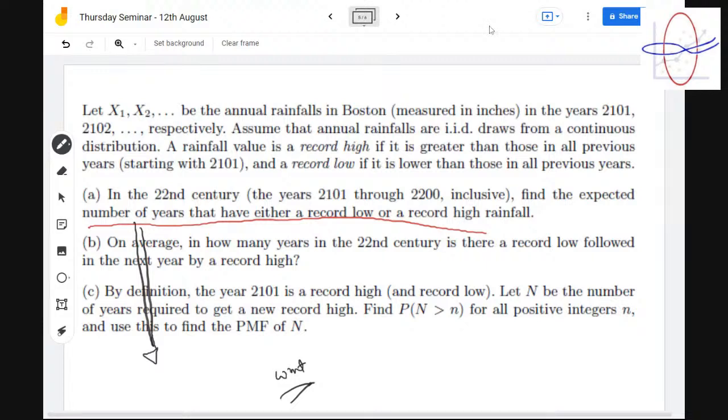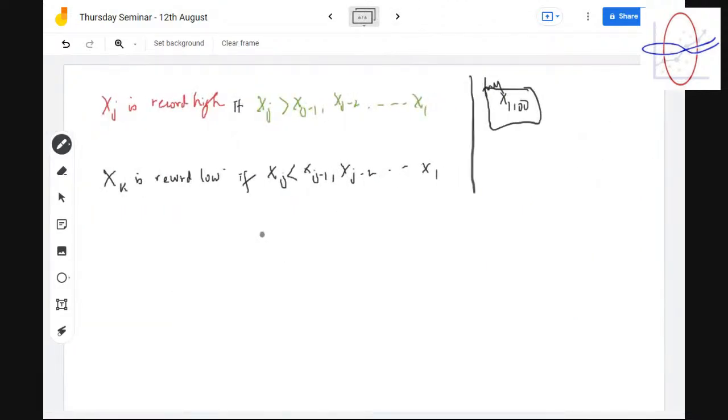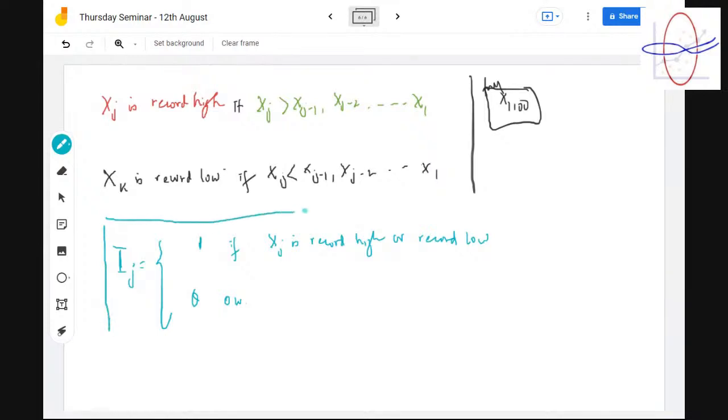So let's understand this. We will define Ij equal to 1, a success, if xj is record high or record low, and 0 otherwise. This is the indicator random variable, right? We are counting the number of years.